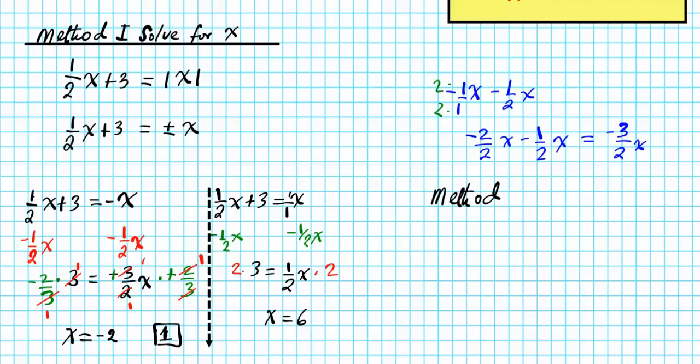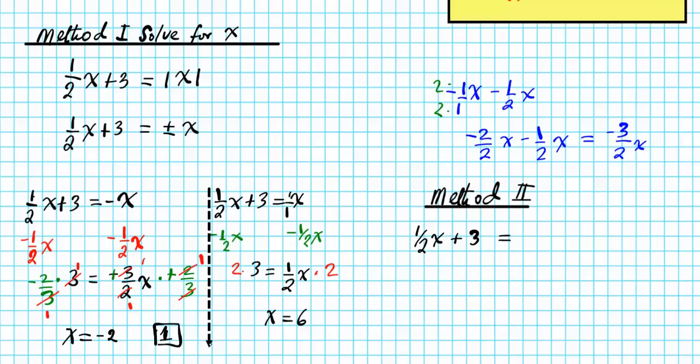So for method 2, you just plug in the answers into the equation and see which one results in a true statement. Okay, so we have 1/2 x plus 3 equals absolute value of x. We test the first option where x is equal to -2. We already know that this is the answer, so this one should work, hopefully.